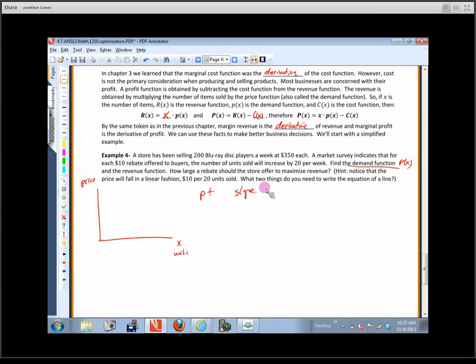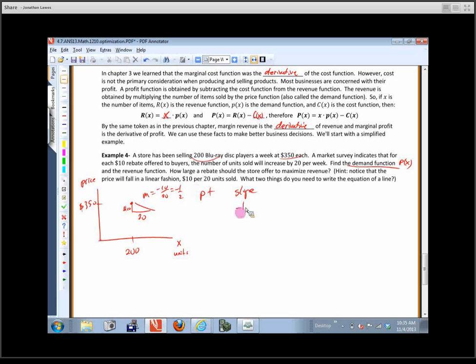So I need a point on this price X. What is it? 200 Blu-rays, $350 each. So our point right here is 200 Blu-rays at $350 a piece. There's our point right here. Now what's going to happen is every time I lower the price by $10 through a rebate, I'm going to sell 20 more units. So if I go down $10, I'm going to sell 20 more units. So there's my slope. Slope is negative 10 over 20, so negative 1/2.